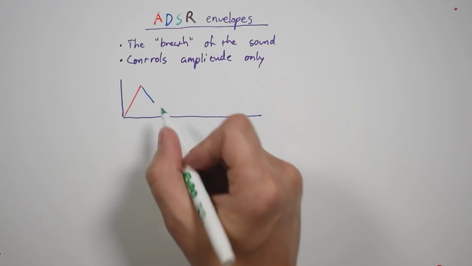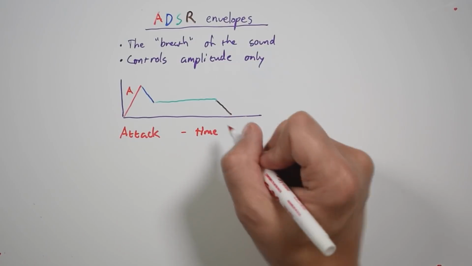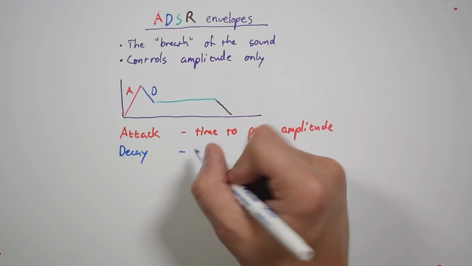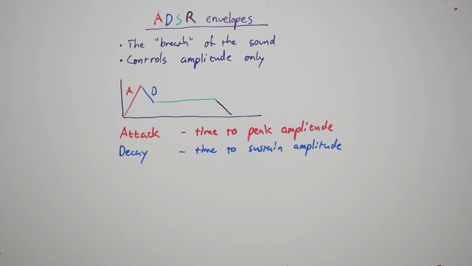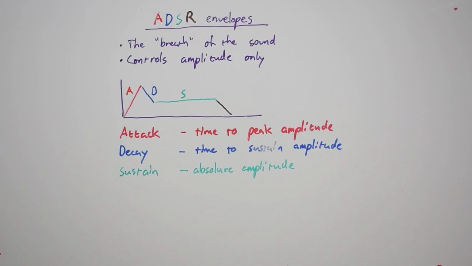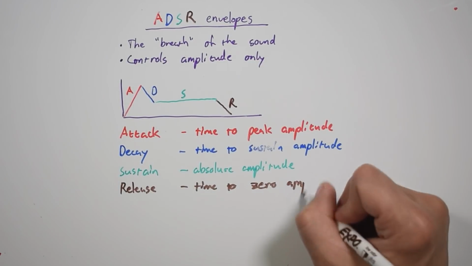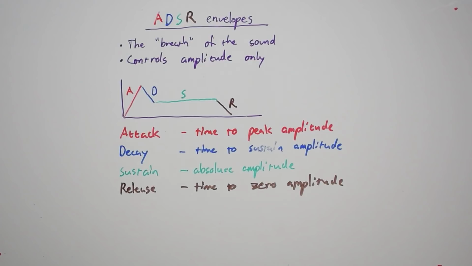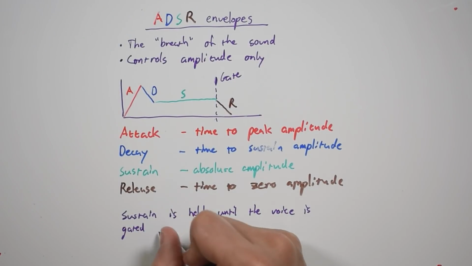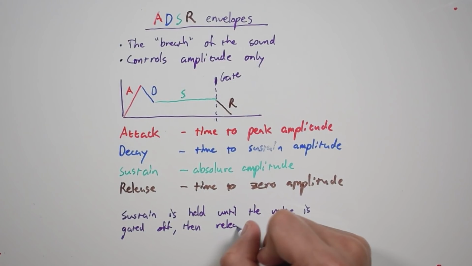ADSR is an acronym that stands for attack, or the time it takes to reach a peak amplitude at the beginning of a sound. Decay, or the time to reach the sustain amplitude. Sustain, or the absolute amplitude at which a sound is held. And release, or the time it takes to reach 0 amplitude after the note is released. Sustain is held until the voice is gated off by the gate bit, and then the release waveform occurs.